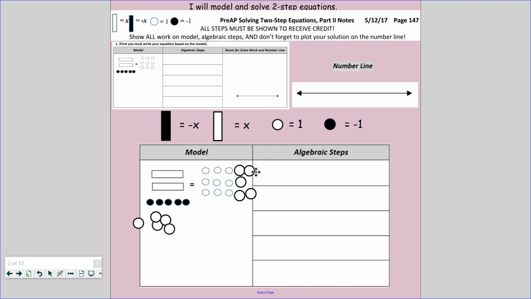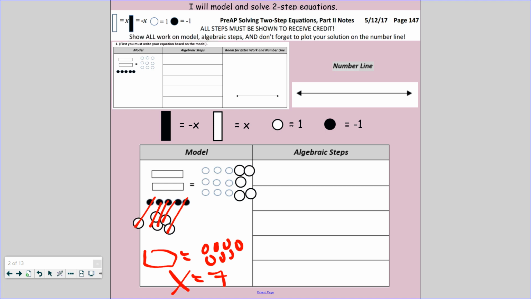Now I cancel by doing 0 pairs. Anything? Nope, nothing here. So we have 5, 9, 10, 11, 12, 13, 14. We have 14 positives. I need to divide them into two x's. So each x will have 7 positives. So let's see if this is correct. Let's do the algebraic step.